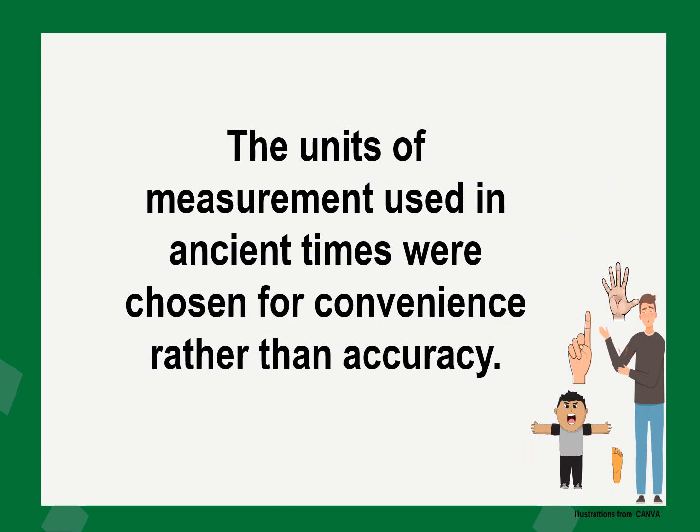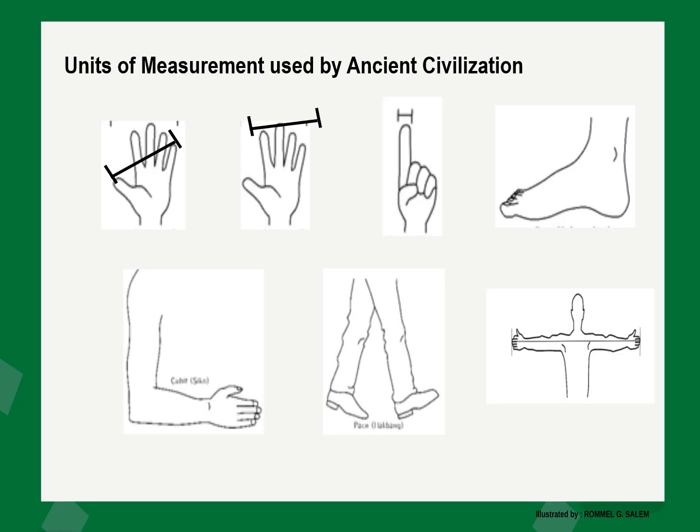History tells us that parts of the human body and his natural surroundings were used, which is known as the primitive units of measurement. The units of measurement used in ancient times were chosen for convenience rather than accuracy. These are the units of measurement used by ancient civilizations.